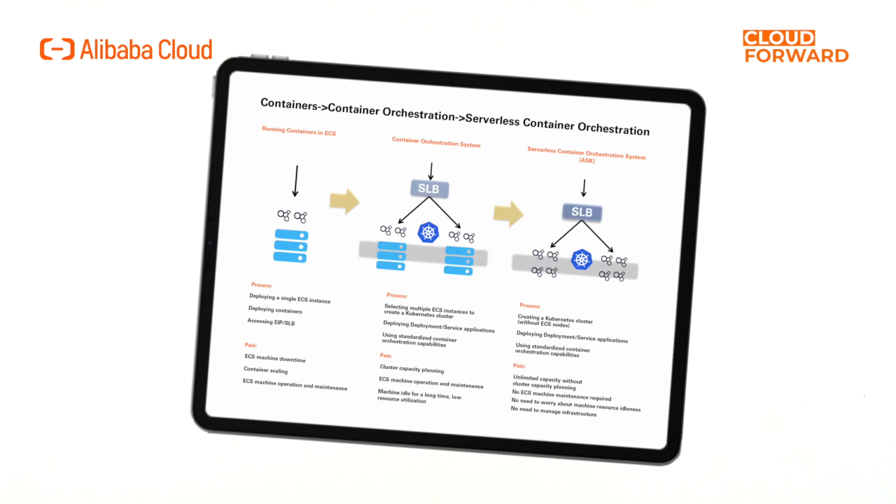The corresponding product in Alibaba Cloud is Alibaba Cloud Serverless Kubernetes. In the ASK solution, users create an ASK cluster without specifying any ECS nodes and then deploy images through standard Kubernetes container orchestration, such as deployment.